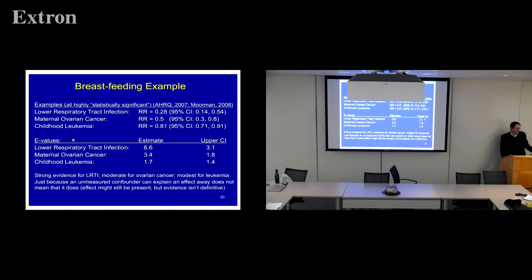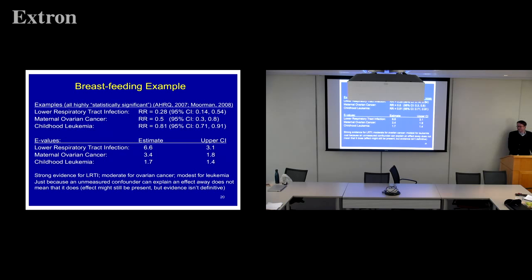So anyway, if we did this for all 3 examples, we could get e-values for the estimate, and e-values for the limit of the confidence interval closest to the null. We'd have pretty substantial evidence here for lower respiratory tract infection, moderate evidence for maternal ovarian cancer, but more modest, some evidence but more modest, for childhood leukemia. So if I were asked to place bets in light of these results with lower respiratory tract infection, I'd be quite happy to do so. With childhood leukemia, I'd be a little bit more cautious.